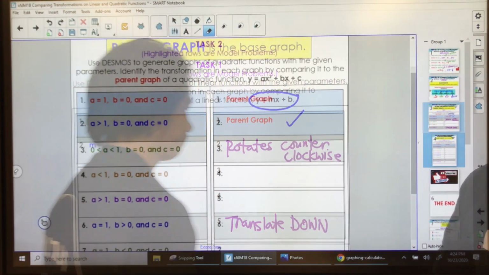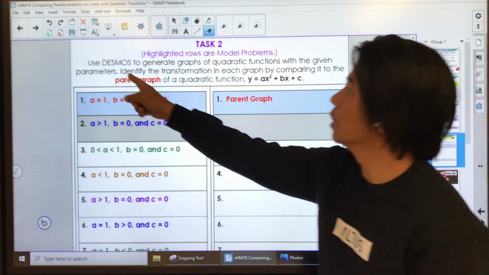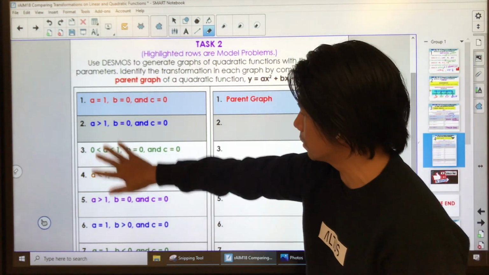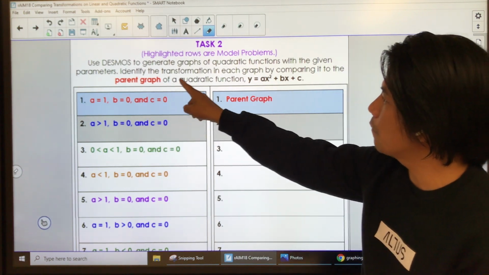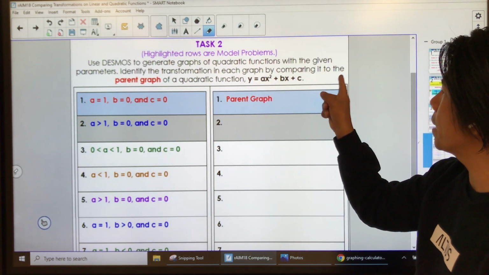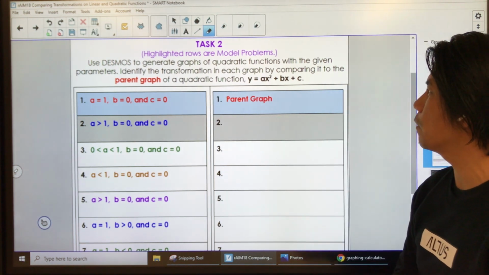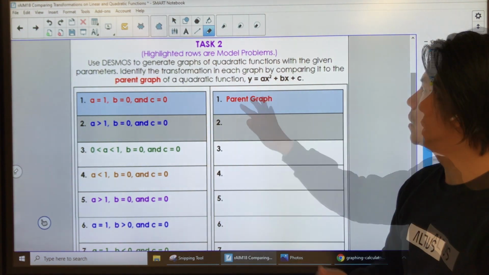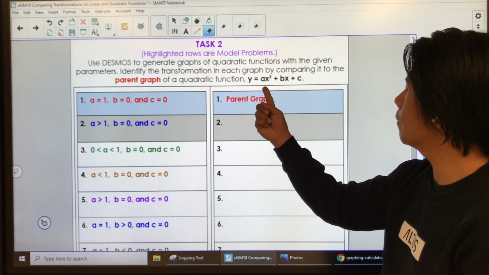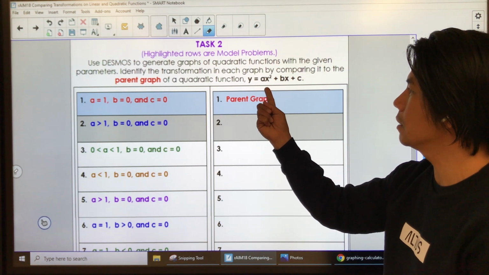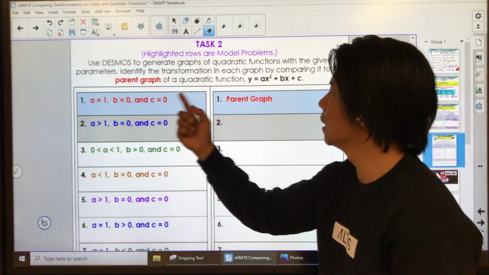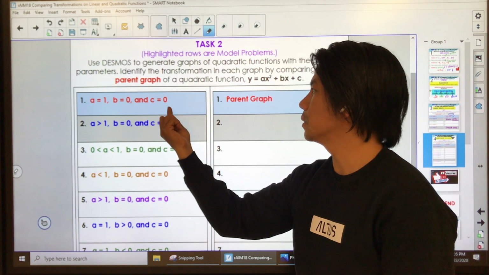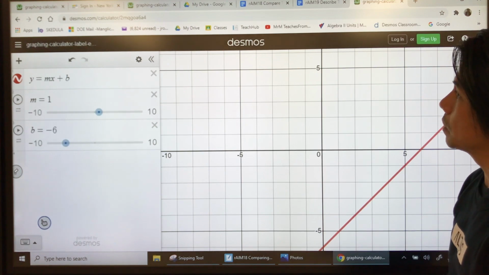There you have it. Now let's have the second task. It says use DESMOS to generate graphs of quadratic functions with the given parameters. So again, these are the parameters. Identify the transformation in each graph by comparing it to the parent graph of a quadratic function y equals ax squared plus bx plus c. So we all know that this is the generic formula for quadratic function, right? But the parent graph has parameters of a is equal to 1, b is equal to 0, and c equal to 0. Let's have a DESMOS.